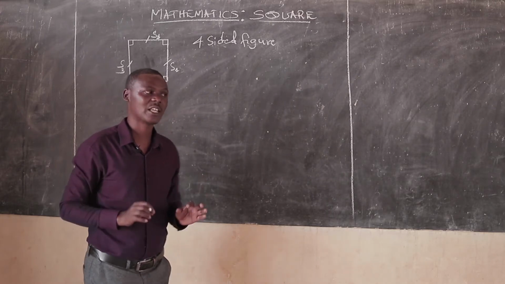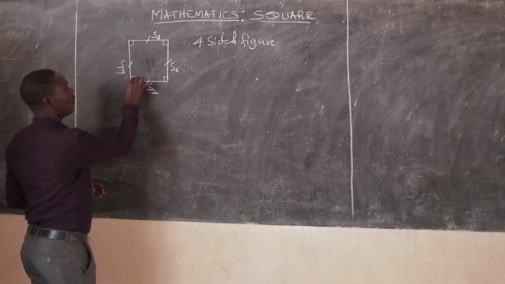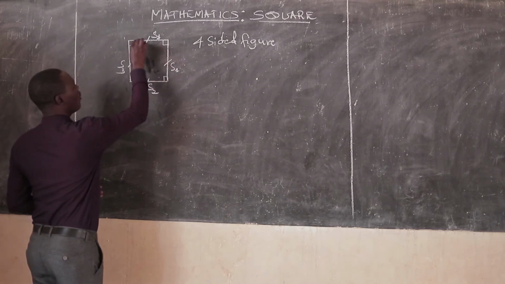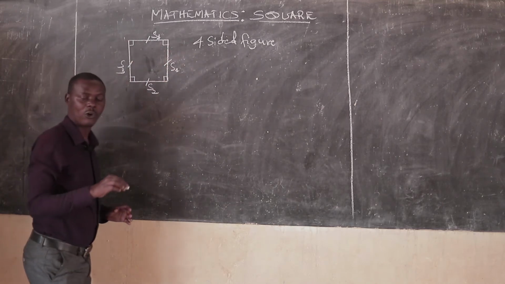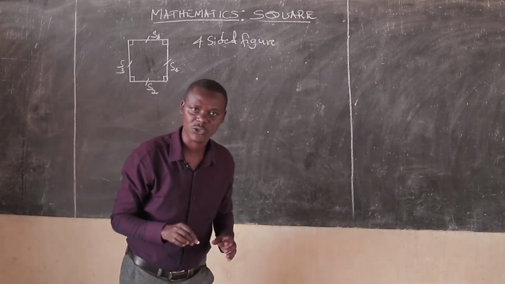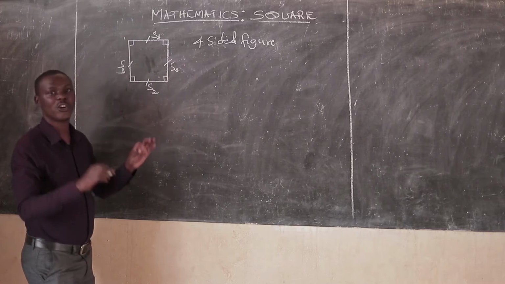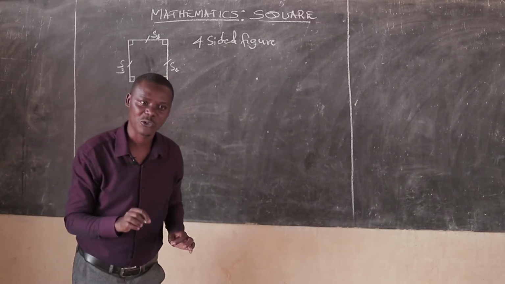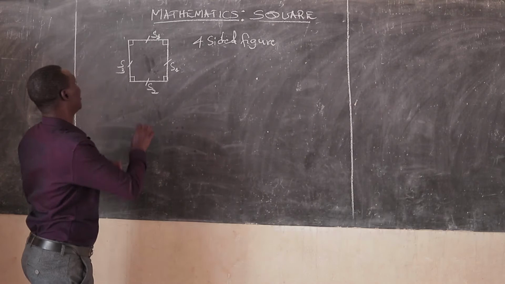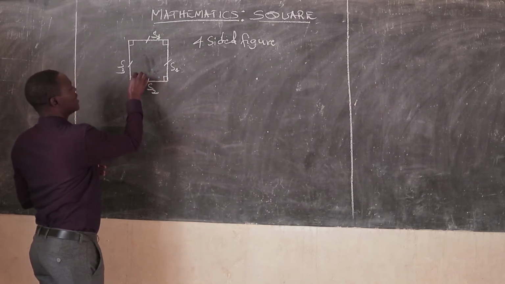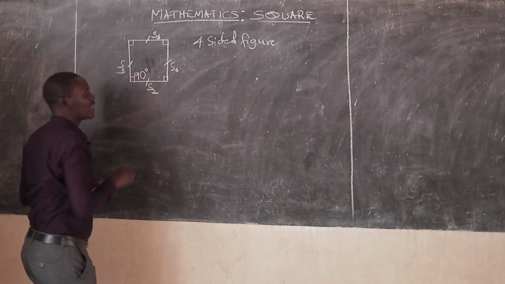A square must also have four equal angles. And those angles must be right angles. That's to mean each measures 90 degrees.